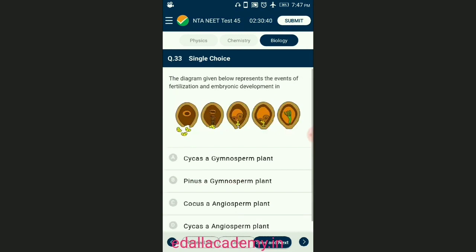Question number 33. The diagram given below represents the events of fertilization and embryonic development in. The winged pollen grains are a characteristic feature of Pinus, a gymnosperm plant. The diagram represents pollination by anemophily, syngamy, fertilization and formation of the embryo. So the answer for this question is option B, Pinus, a gymnosperm plant.